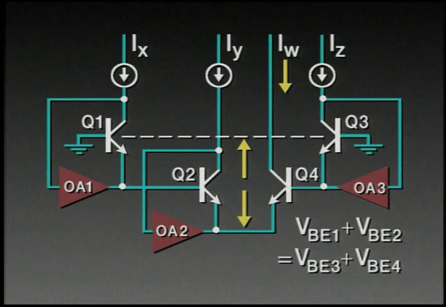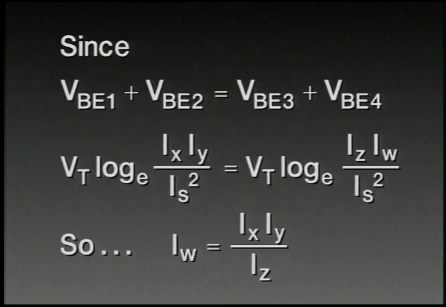The loop is closed across the ground connection. This is a rather non-rigorous way of showing the circuit really, because those two ground connections must be very exactly at the same potential. So once again, since the sum of VBE1 and VBE2 must equal the sum of VBE3 and VBE4, then we have this relationship where the product of Ix and Iy in the argument of the logarithmic term is equated exactly to the product of Iz and Iw in the second argument, because the VT's cancel and the I sub s's cancel. Once again, we're supposing that all the transistors have the same emitter area.